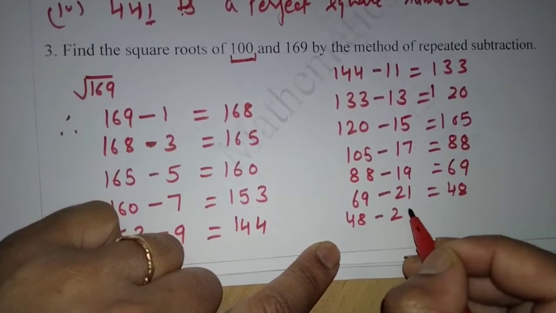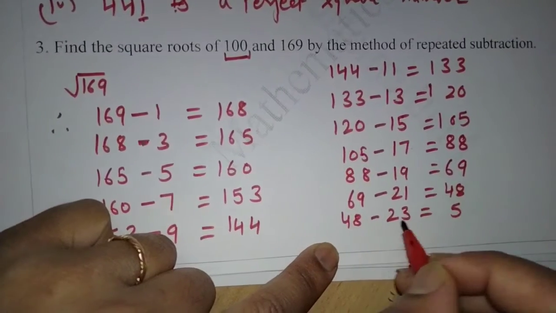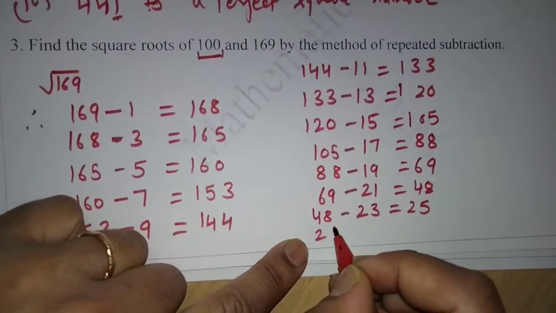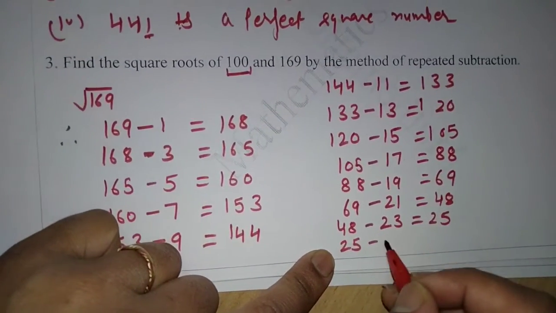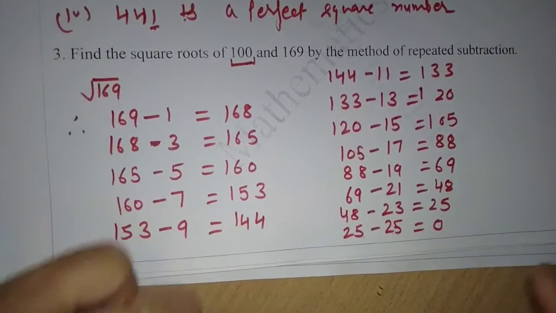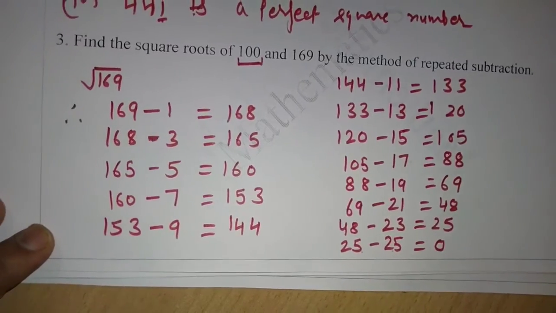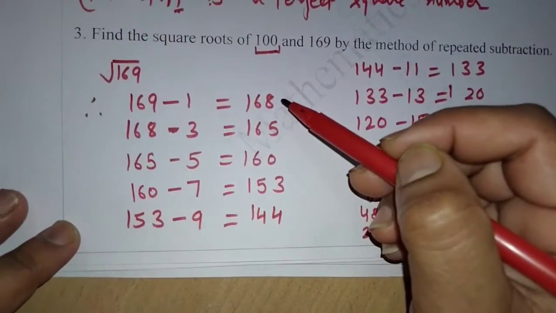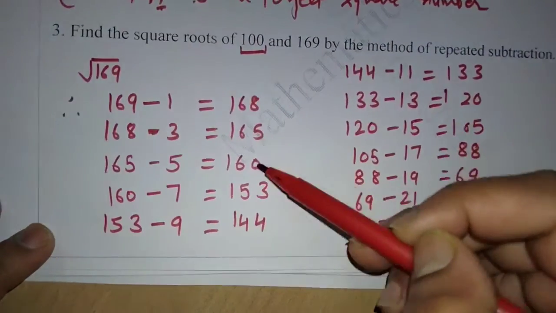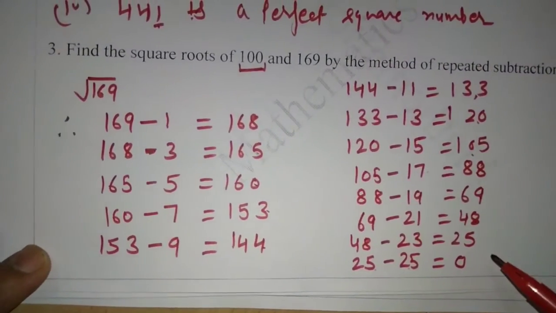48 minus the next odd number, 23, 25. So the next odd number is 25. 25 minus 25, 0. So we have obtained 0 at this step, so we will stop here. Now we have to count the number of steps. In how many steps have we obtained 0? 1, 2, 3, 4, 5, 6, 7, 8, 9, 10, 11, 12, 13.